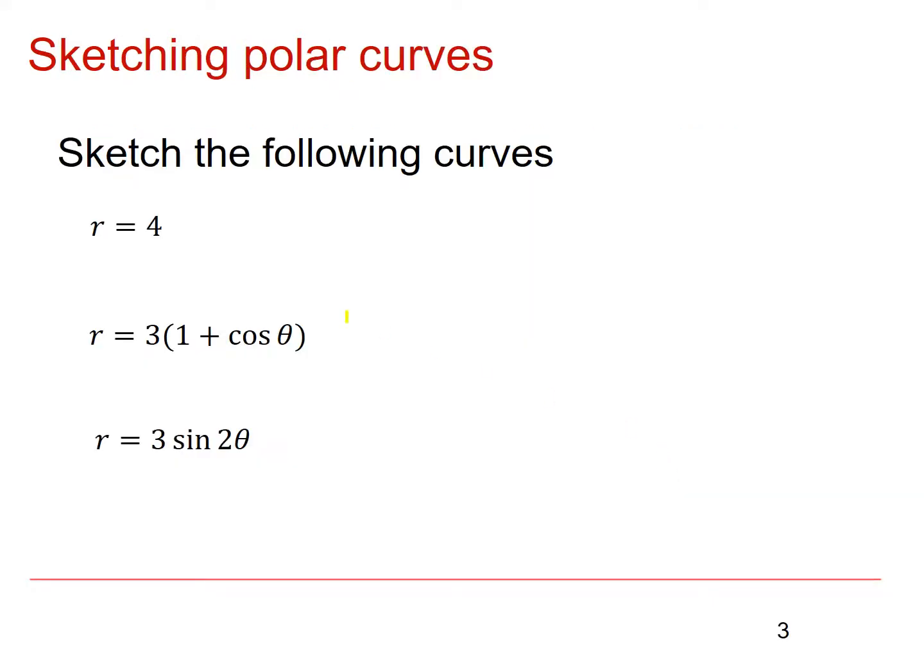We're going to look at three curves: r equals 4, r equals 3 times (1 plus cos theta), and r equals 3 sine 2 theta. We will also look at what happens if we change the constants in these, to see how that affects the shape and size of the curve. You might want to stop at this point, or indeed any other, and consider what happens next.